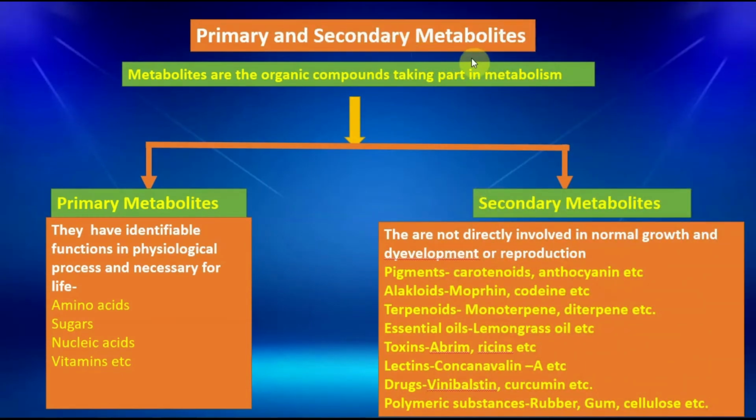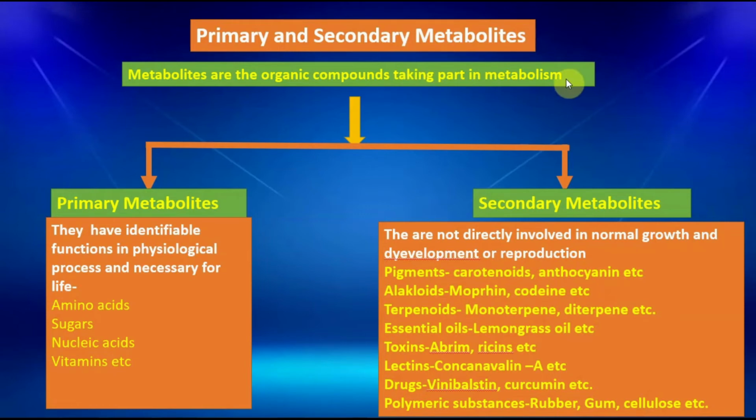Primary and secondary metabolites. Before that, what is actually a metabolite? A metabolite is the product of a chemical reaction during metabolism. These metabolites are organic compounds that take part in metabolism.